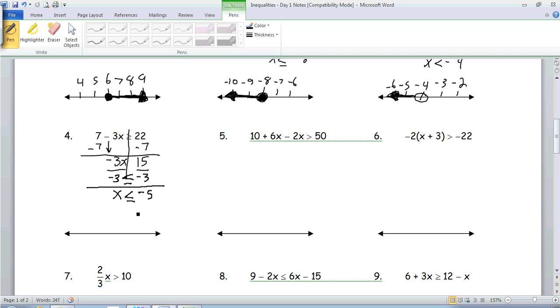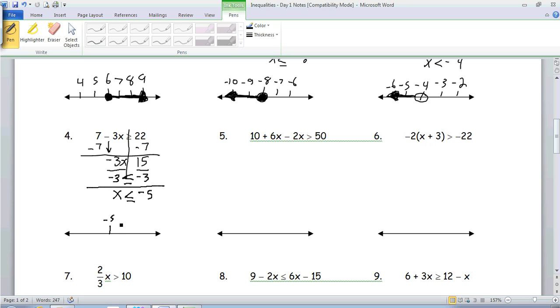Again, I need to stress to you, this is the one big change from the way you've done things in the past. If you multiply or divide by a negative number, you must change your sign. Notice we started with a greater than or equal to. We divided by a negative number. It is now a less than or equal to.